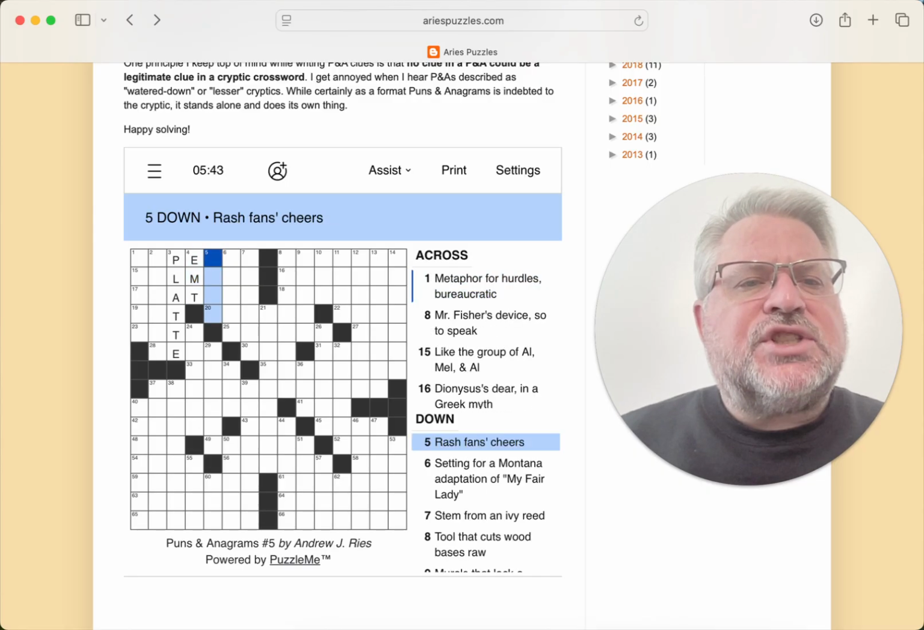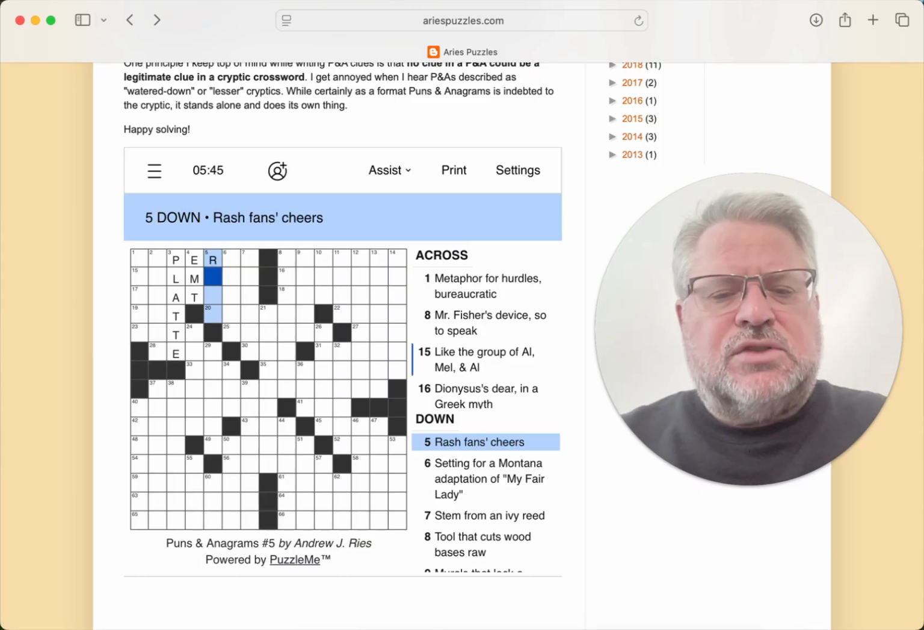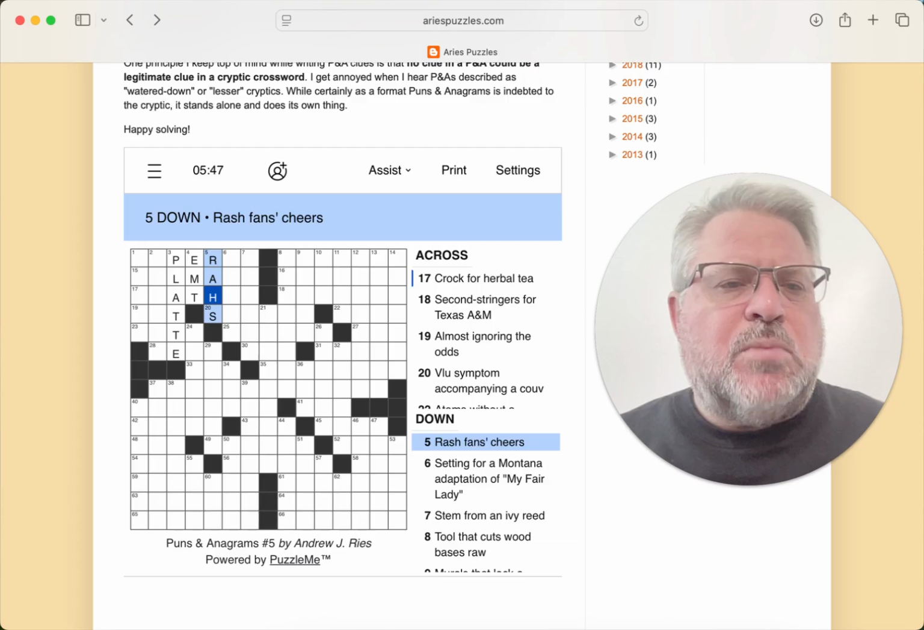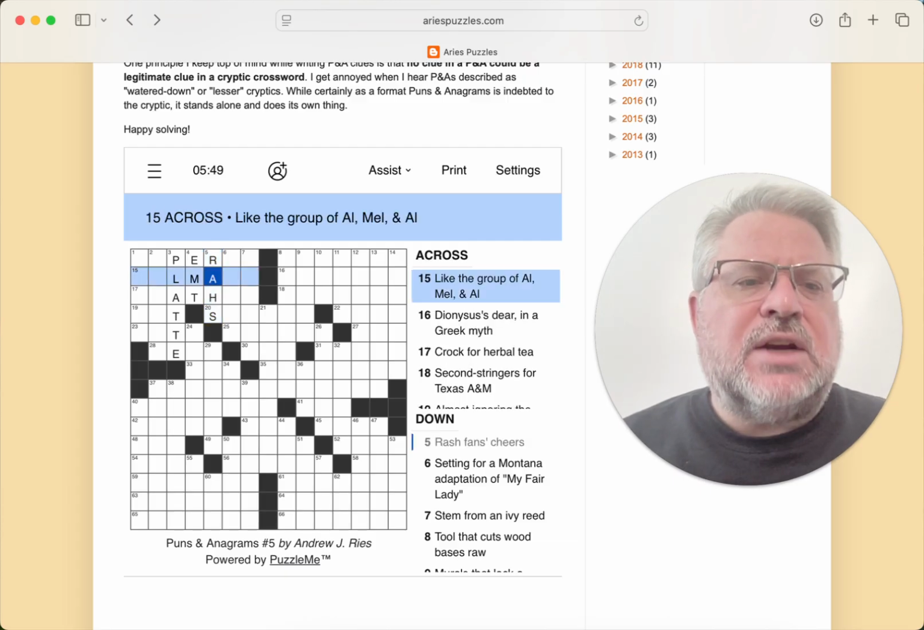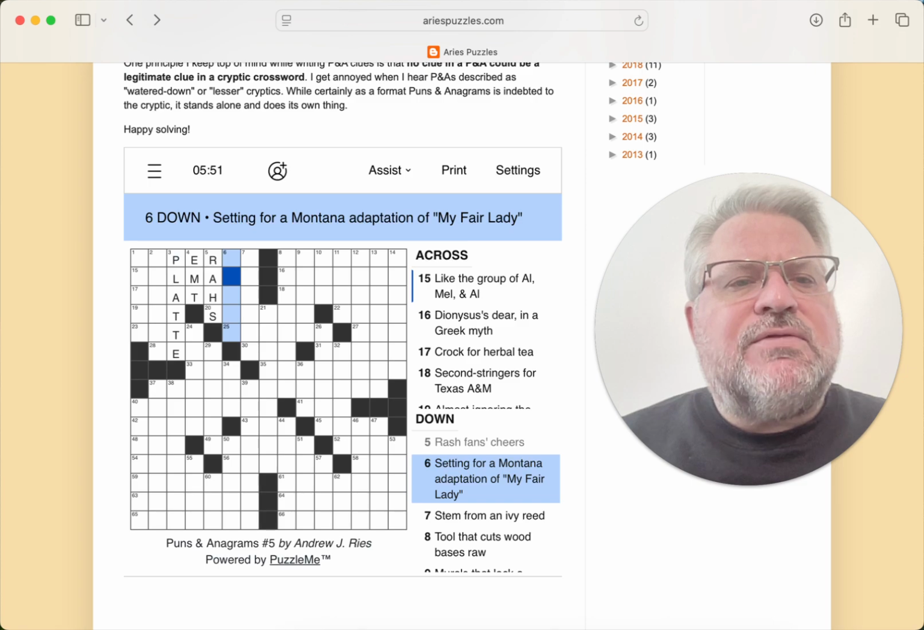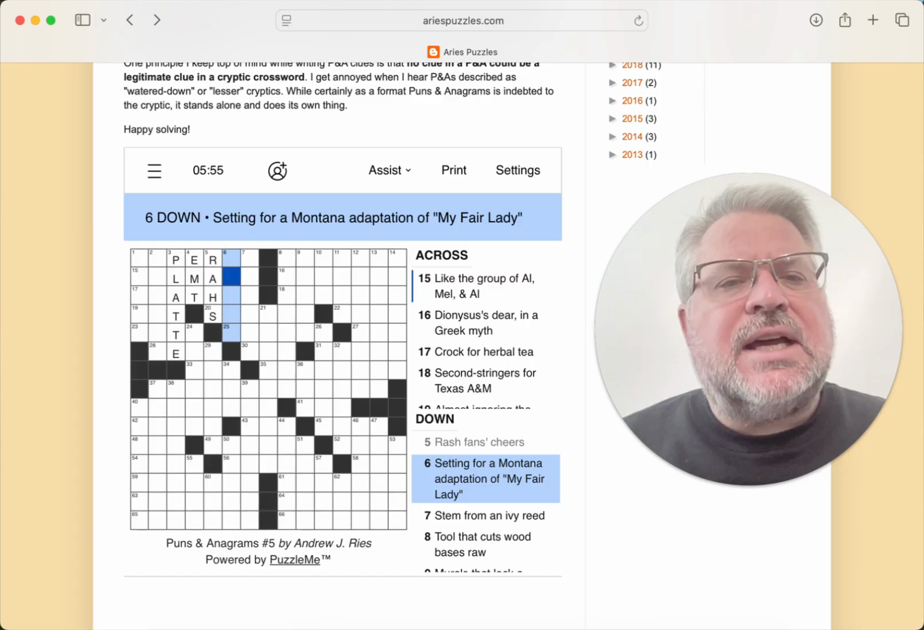Five down, rash fans cheers. I think that's just raws. Rah-rah, sis, boom, bah, and the plural would be raws, which is an anagram of rash. Six down, setting for a Montana adaptation. Setting for a Montana adaptation of My Fair Lady.